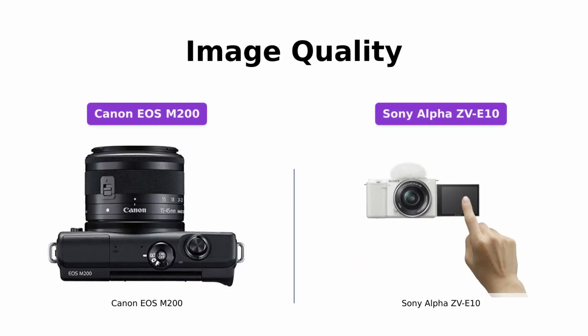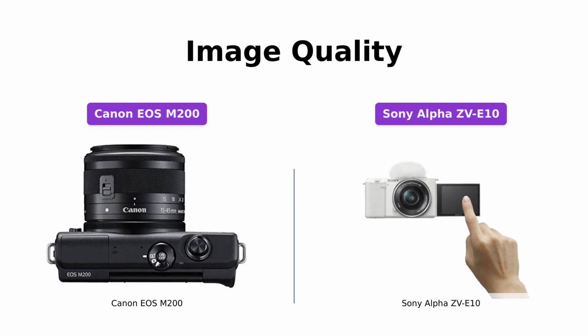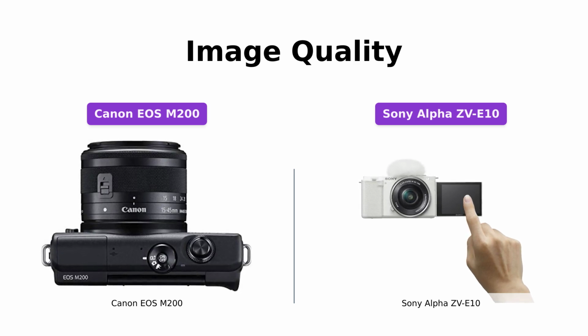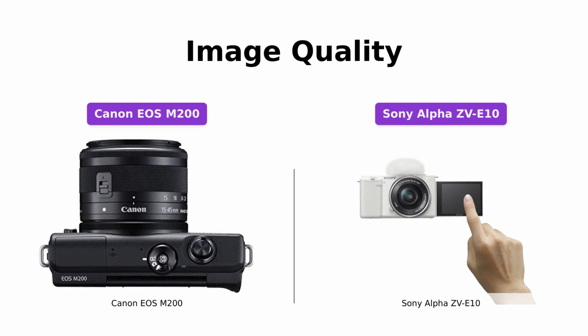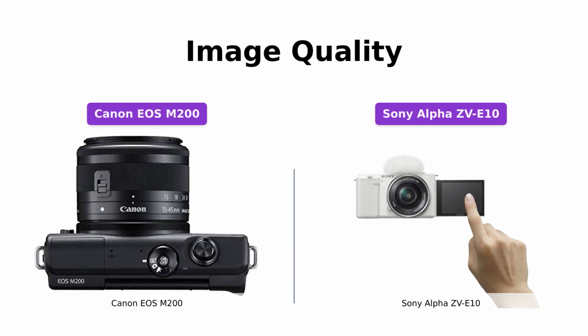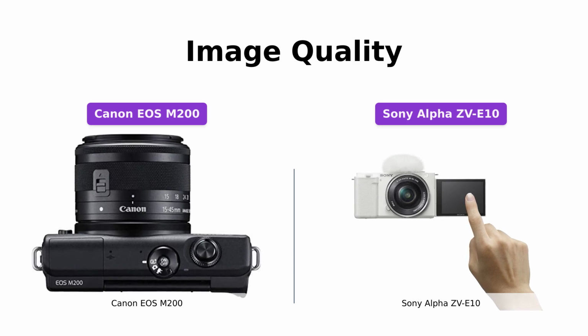For capturing stunning images, the Canon EOS M200 comes equipped with a 24.1 megapixel CMOS APS-C sensor, delivering high image quality. Similarly, the Sony Alpha ZV-E10 features a large APS-C sensor and provides exceptional image quality thanks to its 24.2 MP resolution.